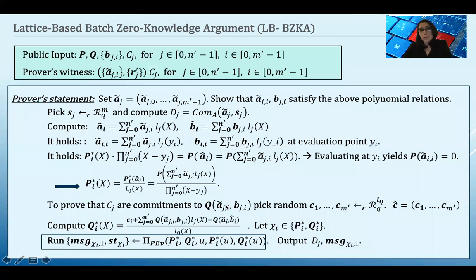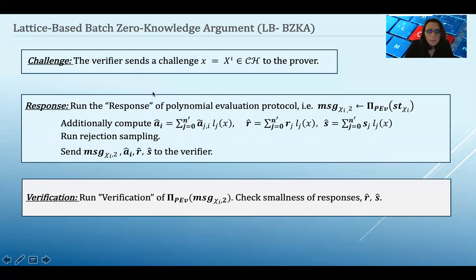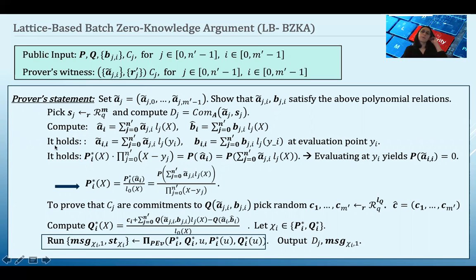Then the public input to the protocol are P, Q and vectors BJI and commitment CJ. The prover's witness are the secret masked vectors AJI and the corresponding randomnesses of CJ. So the first step of the protocol is performed by the prover.